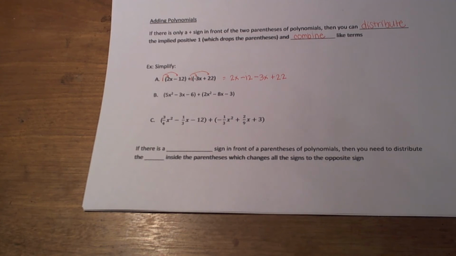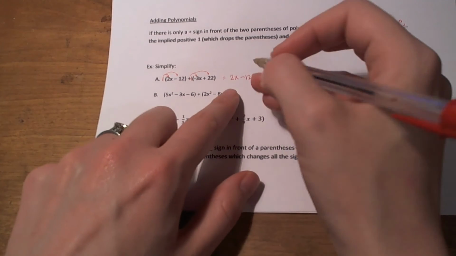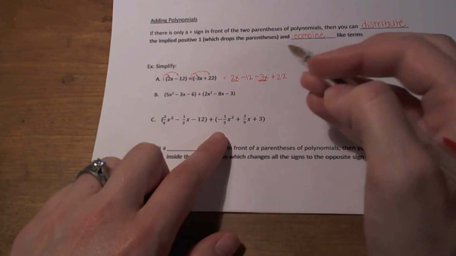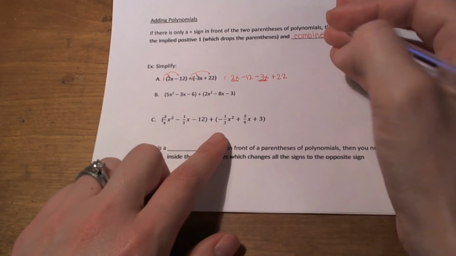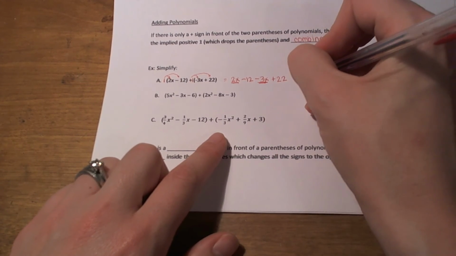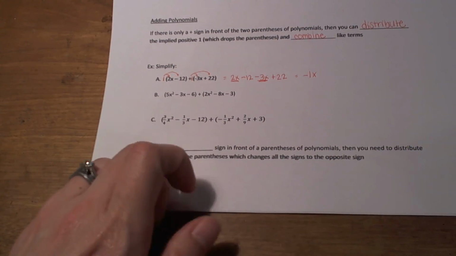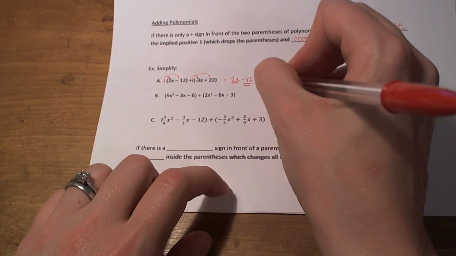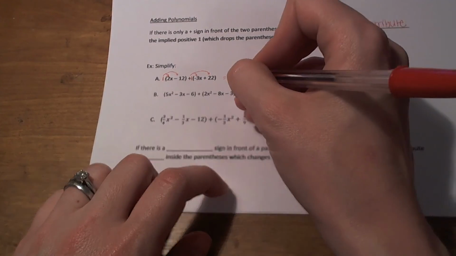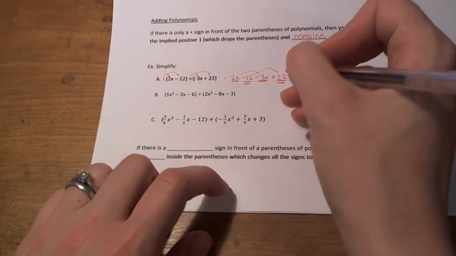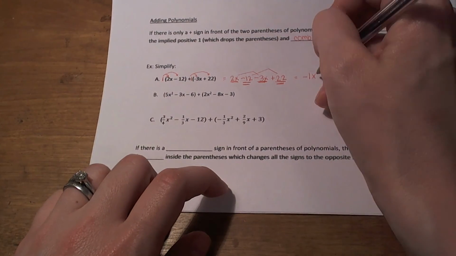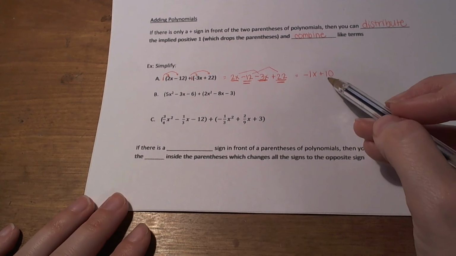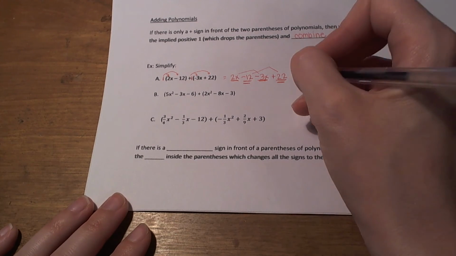It will change when we're subtracting. And so now we're going to combine like terms. Notice I have 2x and minus 3x are like terms. So 2 minus 3 gives me a negative 1, and I keep that like term of x the same. And then negative 12 is a like term with positive 22. So negative 12 plus 22 is plus 10. And negative 1x plus 10 are not like terms, so that's our answer.